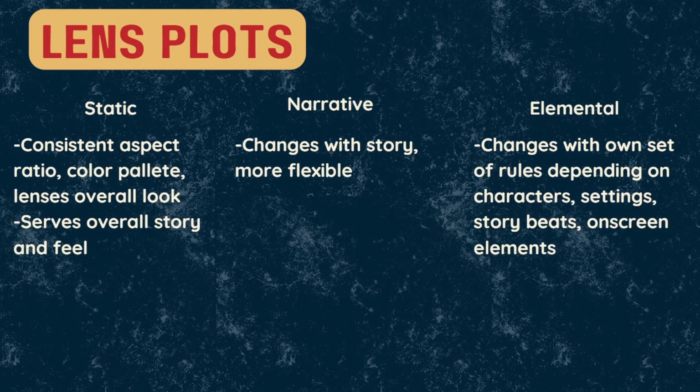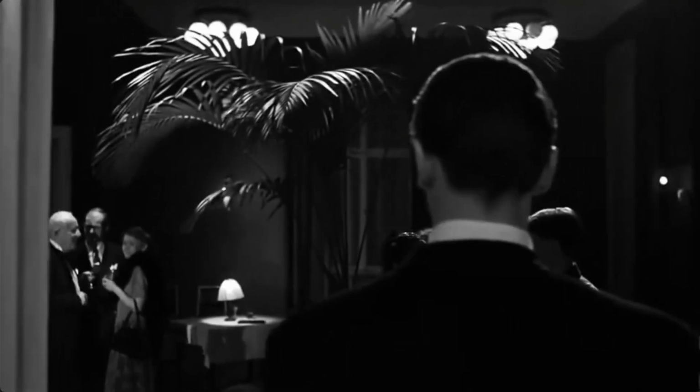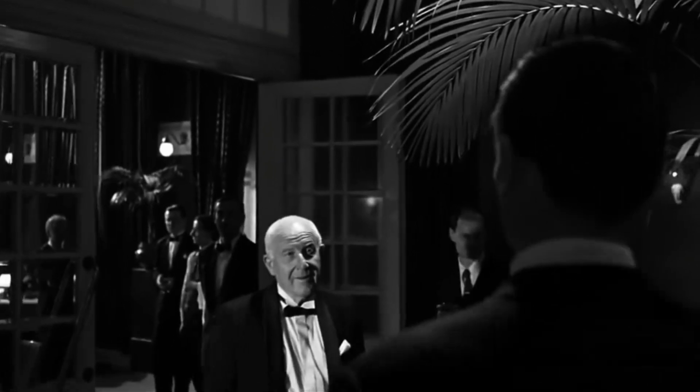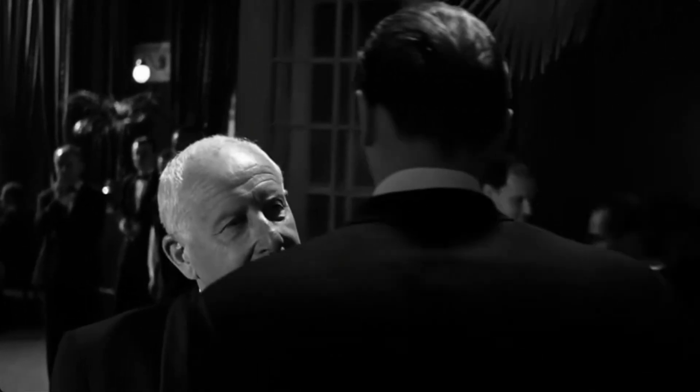A narrative lens plot takes us a step further and actively changes with the story, while an elemental lens plot changes with its own set of rules depending on the characters, practical story elements, and settings on screen. Spielberg's static lens plot does change between movies, but this does fit within his overarching style of serving the story with his cinematography without using over-the-top, outwardly noticeable camera tricks. For example, in Schindler's List, he refrained from using any cranes to avoid elevating the camera, keeping everything on the floor for a more immersive, grounded look and feel.